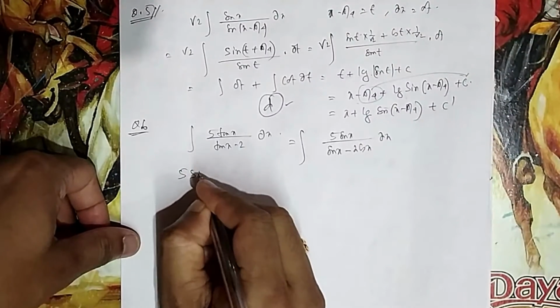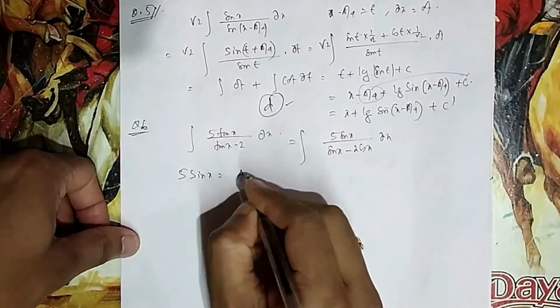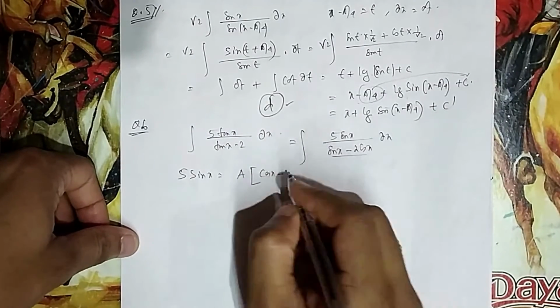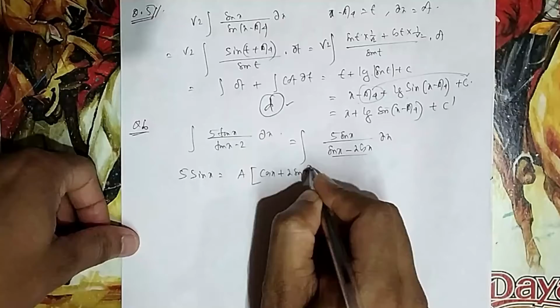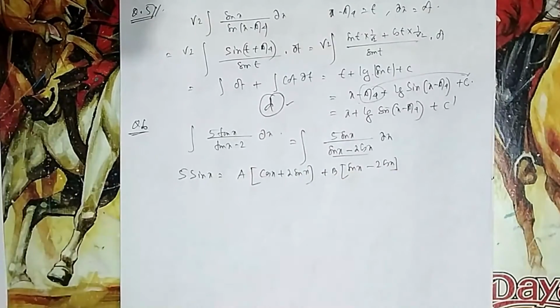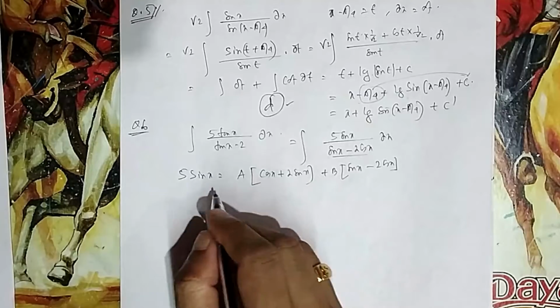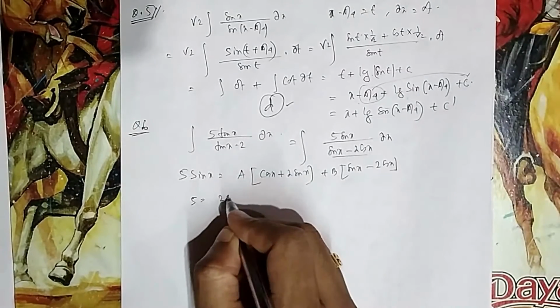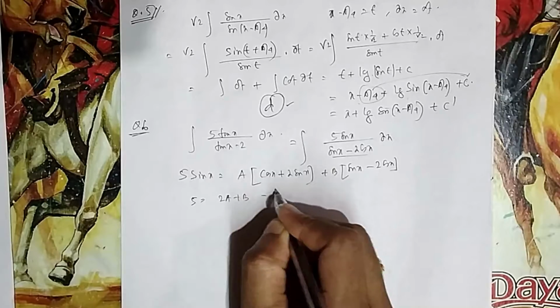So we will take the numerator 5 sin x equal to a into the differentiation of the denominator. What is the differentiation? Sin x is cos x, minus cos x is minus sin x, and then b into the original denominator. If I do it in this way, what happens? You compare the coefficients. The coefficient of sine here is 5. What is the coefficient of sine on the other side? 2a plus b. So this is equation 1.